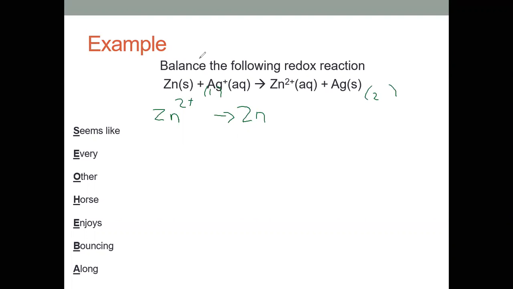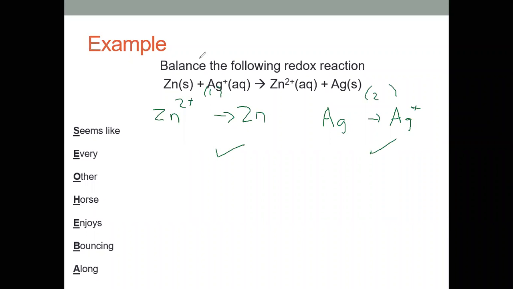What do we have here? So we've got silver, and let's write that the other way. It's going to silver plus. All right, so that's the first step. Now let's check to make sure that the elements other than protons or oxygens are balanced. In this half reaction, that looks like that's the case. And in this half reaction, that looks like that's the case as well.